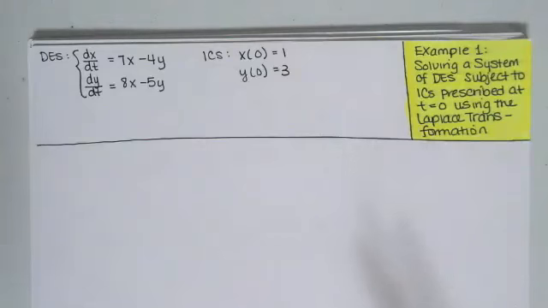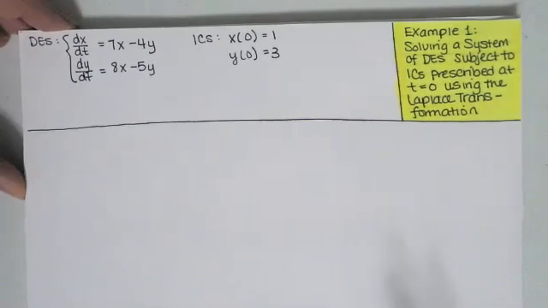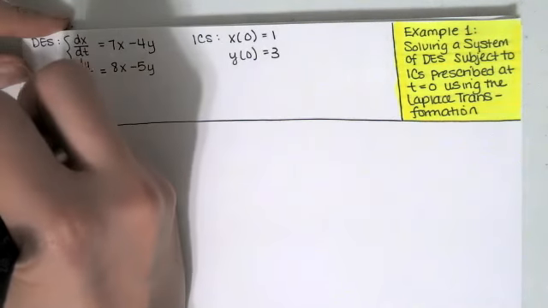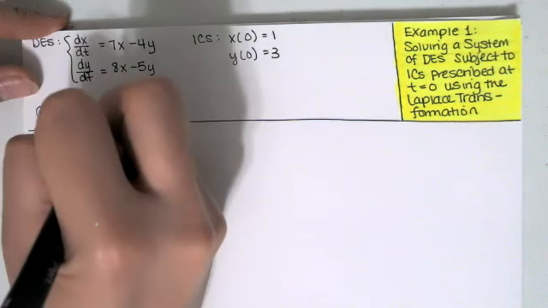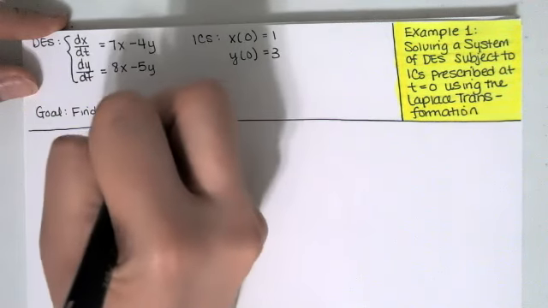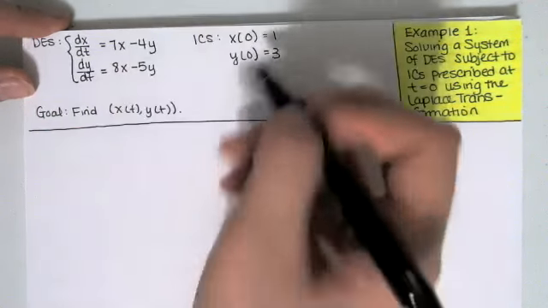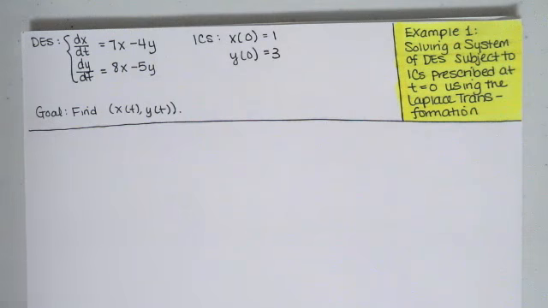So now let's look at an example in which we don't actually know what x and y represent, but remember, when we're solving a system of equations, our goal is to find two functions, x of t and y of t, that satisfy these differential equations at the same time, and those initial conditions. Well, we're going to use the Laplace transformation method for this.